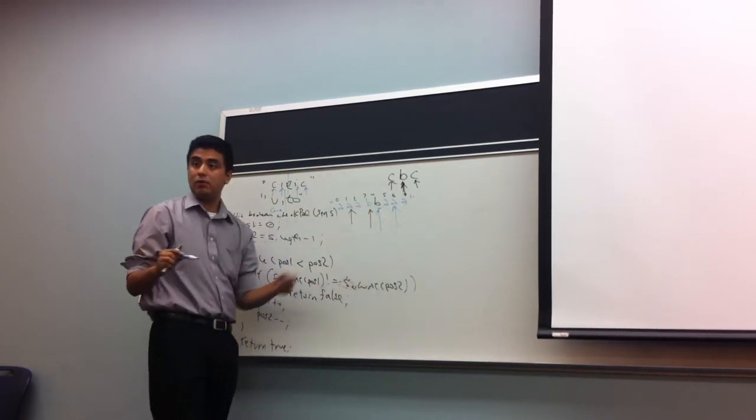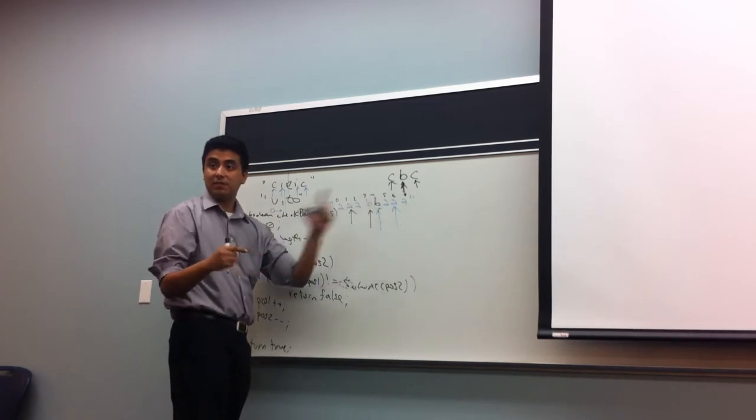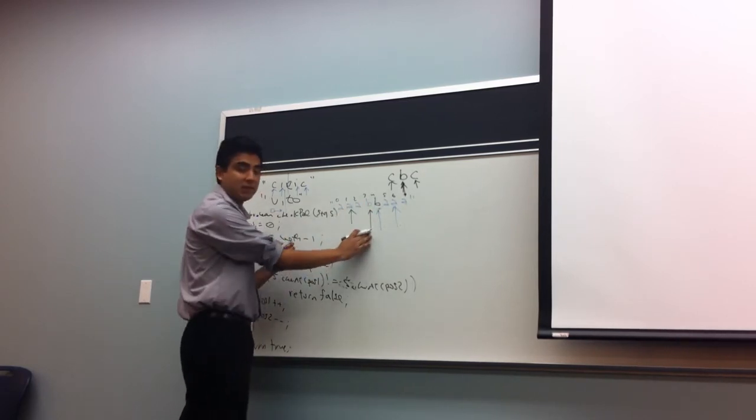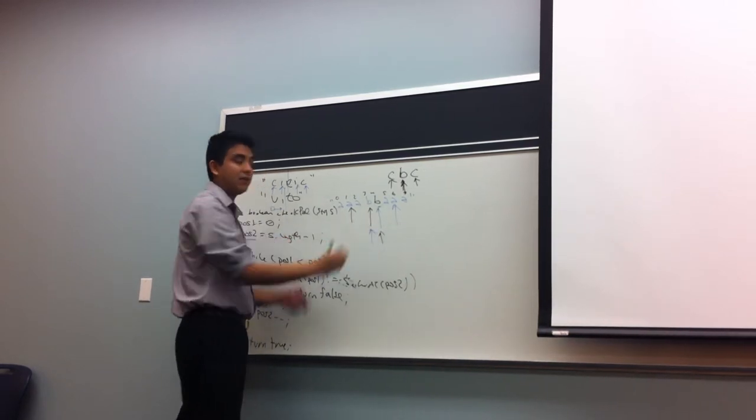Post 1 is less than post 2. But since both are moving, after this comparison and having a match, B against B is a match, I will make this one plus plus, right? And I'll make this one minus minus, and I will have this overlap.